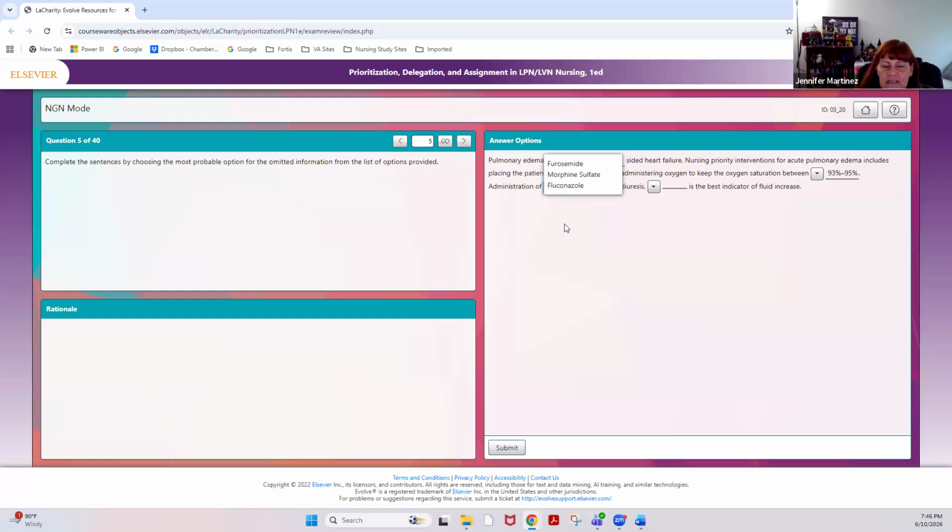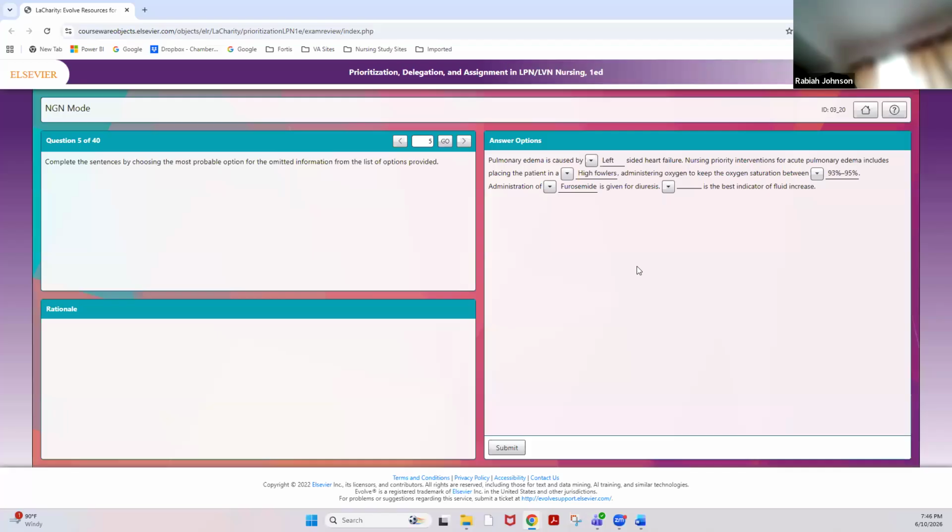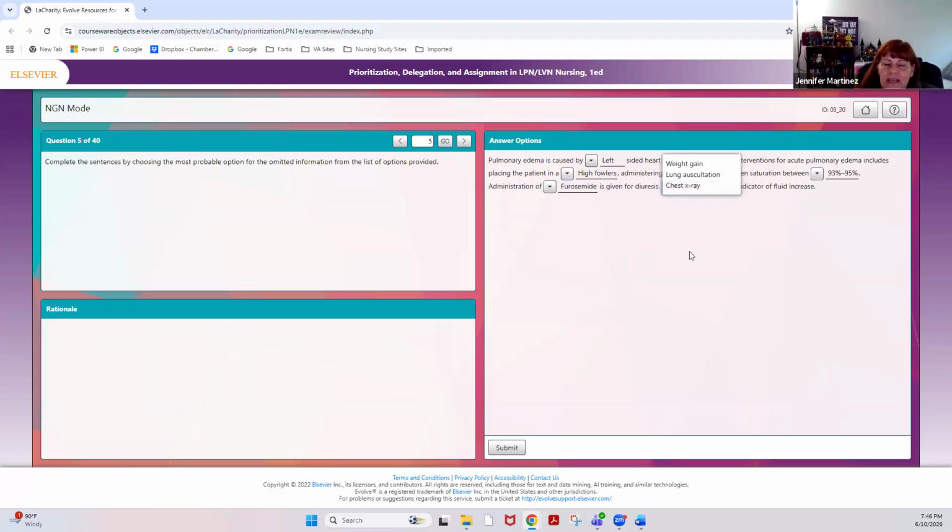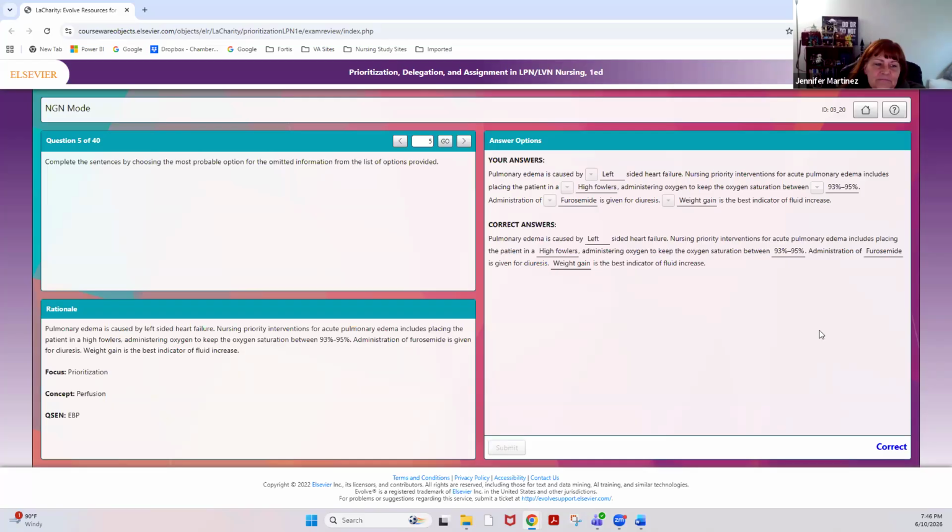Administer what for diuresis? Furosemide. Yeah. Good job. Blank is the best indicator of fluid increase. Weight gain. Y'all better get this one right. We just talked about it. All right. Good job. Absolutely. Pulmonary edema is caused by left-sided heart failure. Priority interventions for acute pulmonary edema: placing them in a high Fowler's, giving oxygen to keep the O2 sats between 93 and 95, give furosemide for diuresis, and weight gain is the best indicator of fluid increase or even sometimes fluid loss, right?